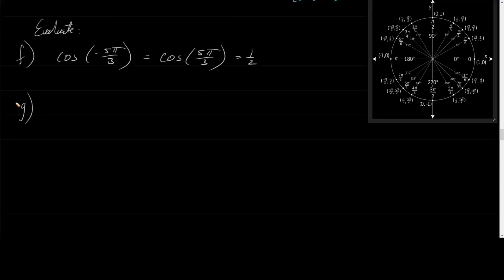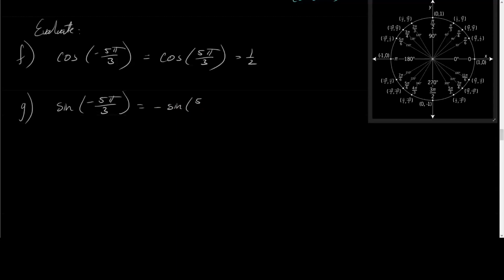Similarly, I can say, what if I have sine of negative 7 pi over, not negative 7 pi, let's do negative 5 pi over 3. Well, since sine is an odd function, that would be negative sine of 5 pi over 3. And look at that, now we're in the unit circle. That's nice. So negative sine of 5 pi over 3. Again, we go to 5 pi over 3, we go to the sine value. Sine is negative radical 3 over 2. So I have the negative of negative radical 3 over 2, which is simply positive radical 3 over 2. All right.